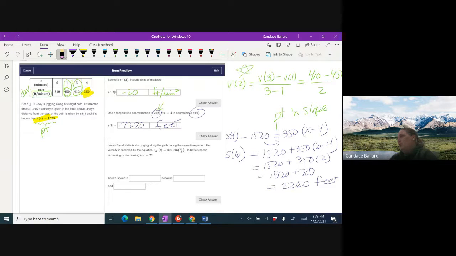So speed increasing or decreasing, what do we have to look at? What's important? We did it a whole lot. Okay, we're going to have to do a derivative, but specifically, what do we have to compare? We've got position, we've got velocity, we've got acceleration. So what two are we going to have to compare to decide if speed is increasing or decreasing?